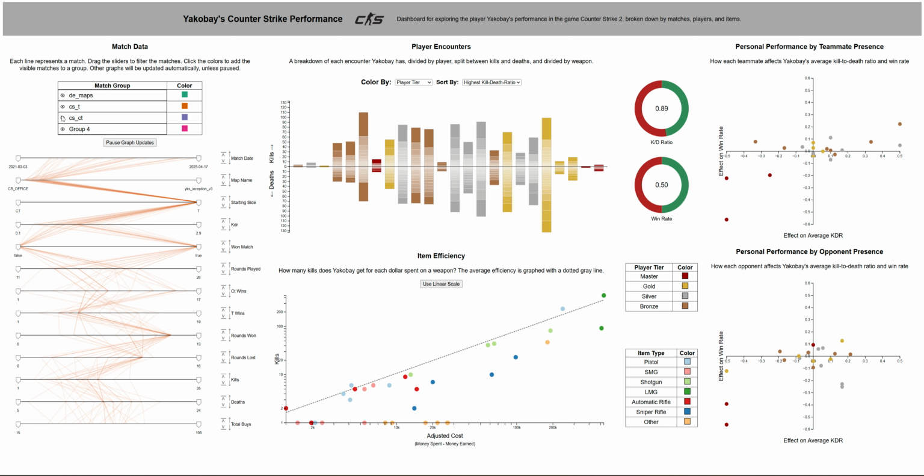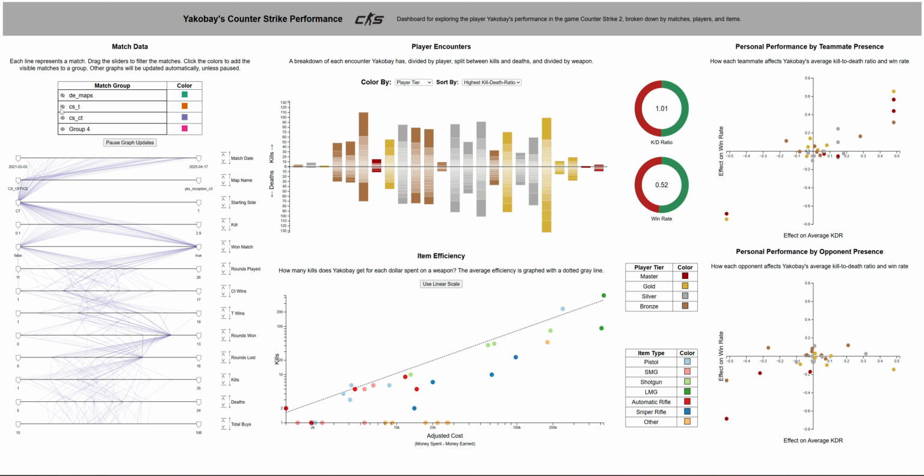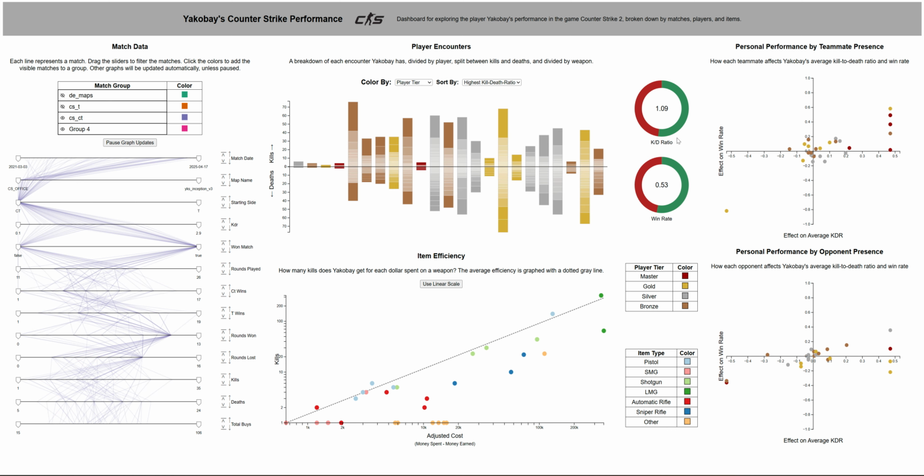And the kill to death ratio, which represents my personal performance, also is higher on the CT side. So those are two reasons that I want to pick that. And that's obvious because of how the chart's set up and the capabilities it has. Moving on to the next chart.